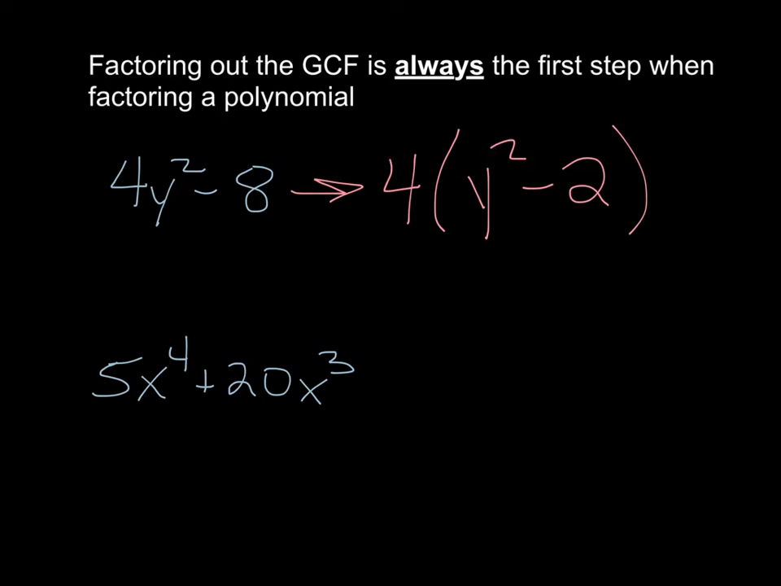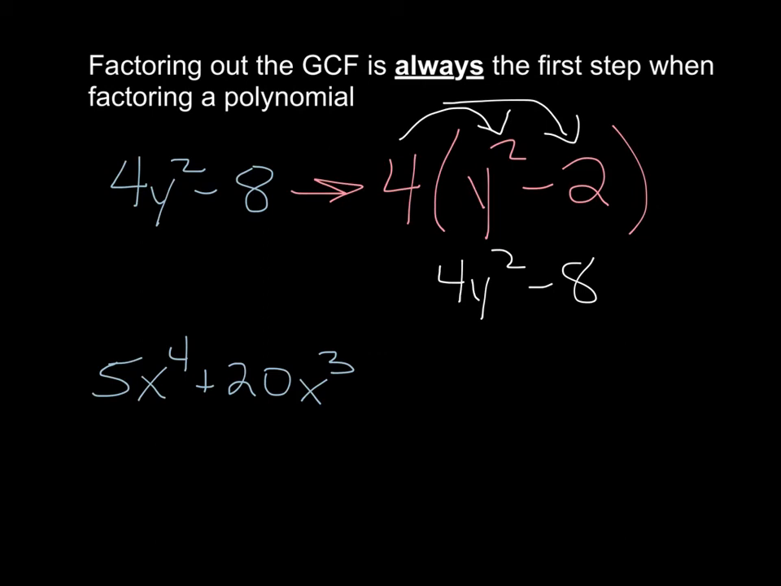All you have to do is distribute the 4 back through. Okay, so 4 times y squared is 4y squared. 4 times negative 2 is negative 8. Okay, so these two things are the same, so we know that we have factored it correctly. Let's go on to the next one.